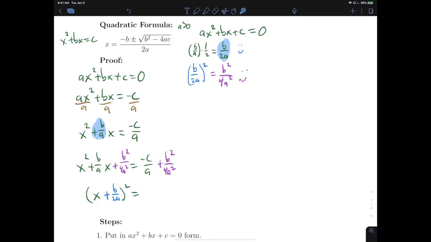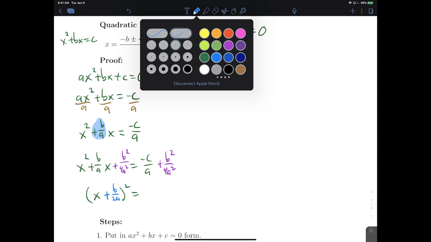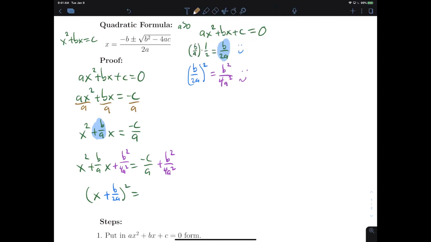This right-hand side, though, we need to go ahead and combine, which means we need a common denominator. So we need 4a squared here and an a here. The common denominator between these two is 4a squared. So that means that the first fraction needs to be multiplied by 4a on top and bottom. And just because I want to, I'm going to go ahead and write the b squared over 4a squared first here. And then subtract, because this is a negative here, 4ac all over 4a squared there.